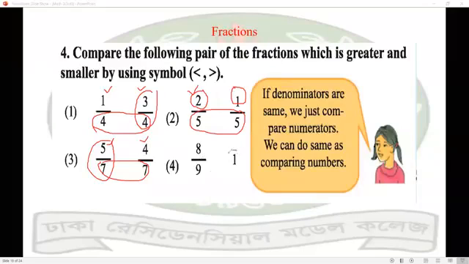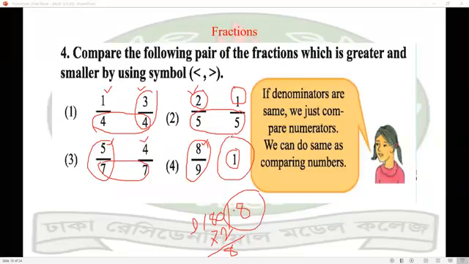Here 1 is an integer and 8 by 9 is a fraction. You see that 8 is smaller than 9. When we divide 8 by 9, we get a fraction. At first we put a decimal point and there will be 80. Then 9 times 8 is 72 and the remainder is 8. So we get 0.8 and here it is 1. So 1 is obviously greater than 8 by 9.